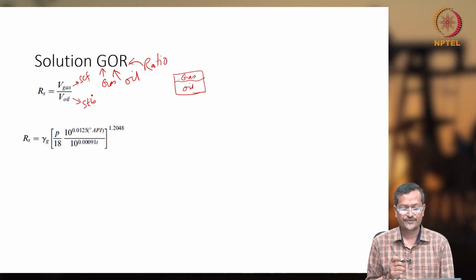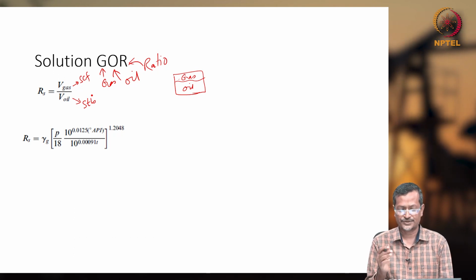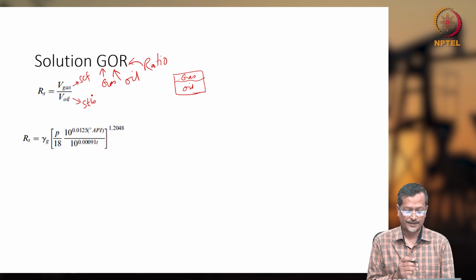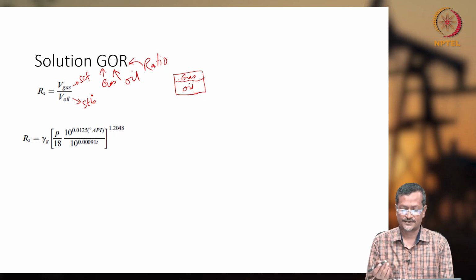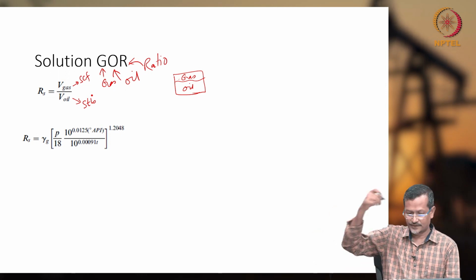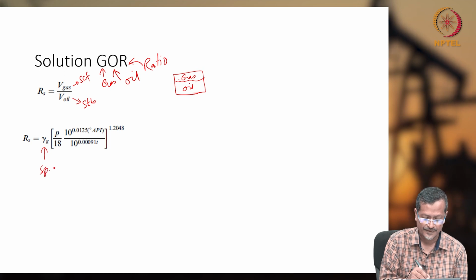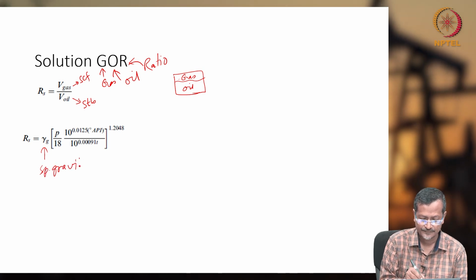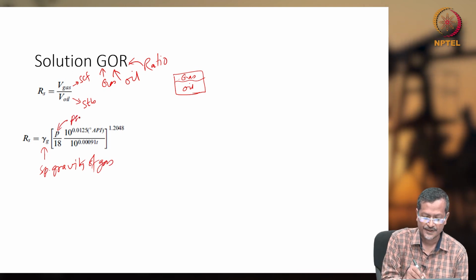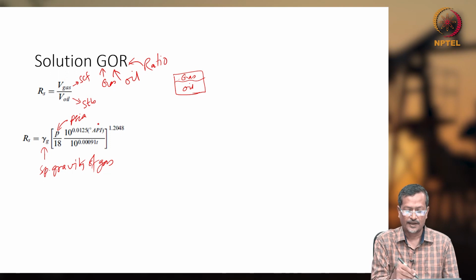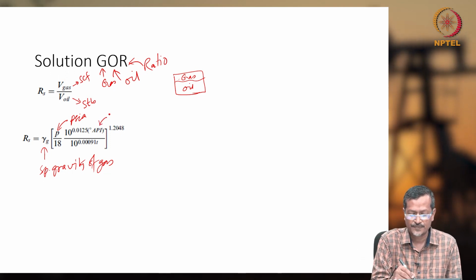Now this is the basic definition, Rs equals V gas by V oil. This is used for many calculation purposes. Now for Rs, another formula is there, which comes from PVT analysis actually. Gamma G is the gas specific gravity, P is the pressure in psia, and API is the API gravity. I will define this API gravity later.